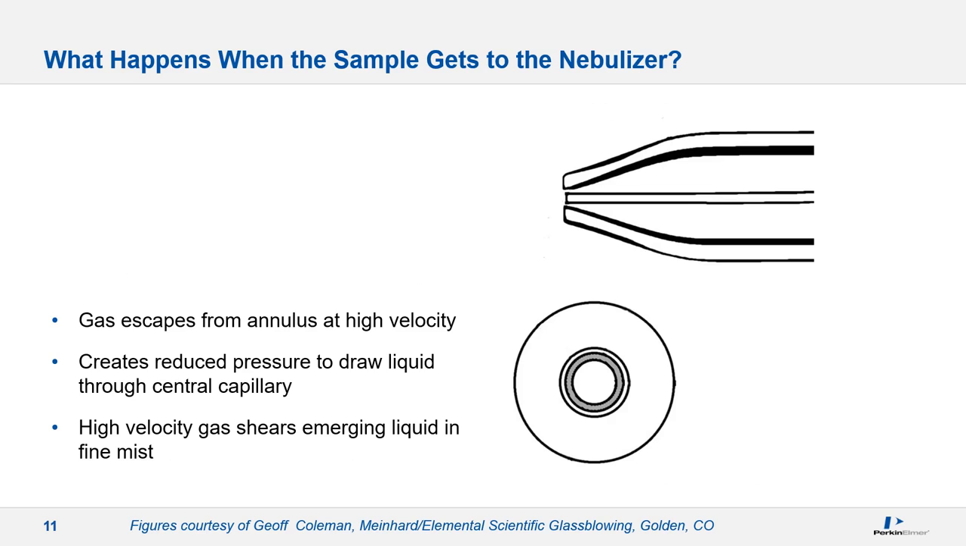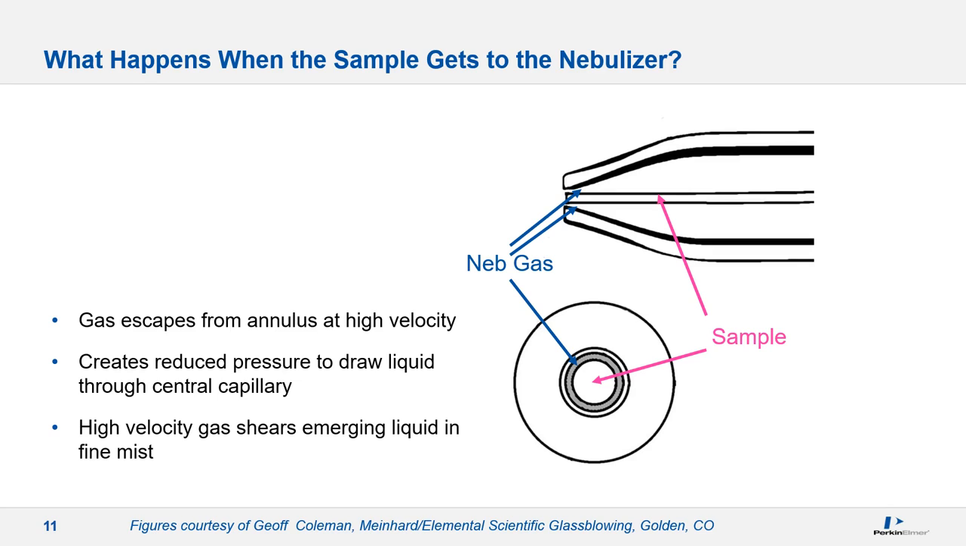So let's talk a little bit about what happens to your sample and/or internal standard once it gets to the nebulizer. The picture on the right is a schematic of a typical concentric style nebulizer, where the sample comes up through the center capillary and the nebulizer gas comes out of the concentric ring, or annulus, around the sample capillary. As the gas escapes from the annulus at high velocity, it creates an area of reduced pressure, which draws the liquid through the central sample capillary. This is why concentric nebulizers will self-aspirate.